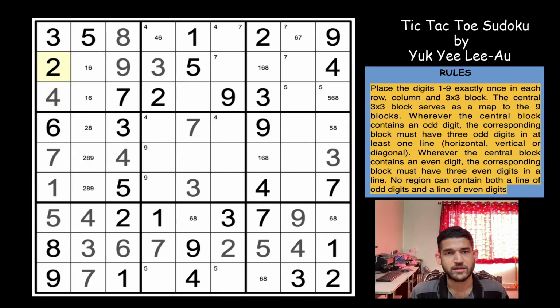So which means that, let's say you have three even digits here. Assume for a moment that these three cells are even, the orange highlighted cells. Now in a box, you will have four even digits and five odd digits. 2, 4, 6, 8 would be the evens, and 1, 3, 5, 7, 9 would be the odds.